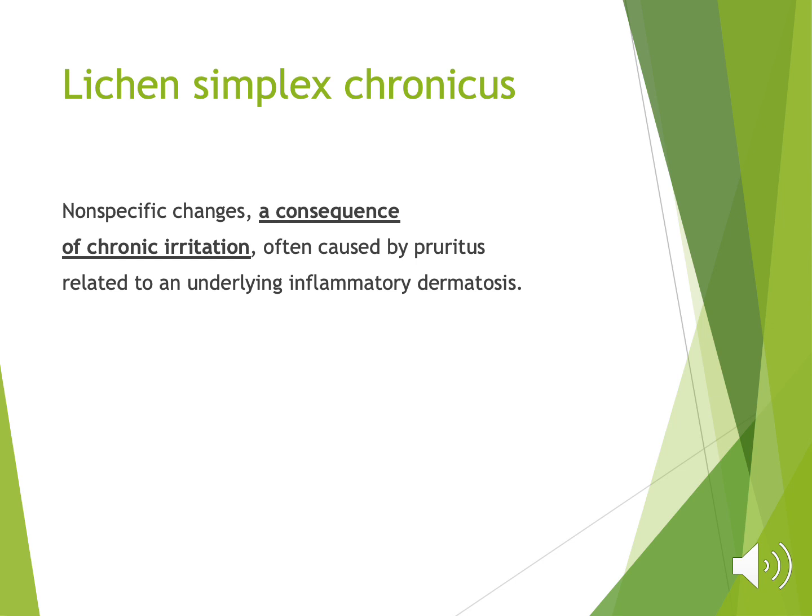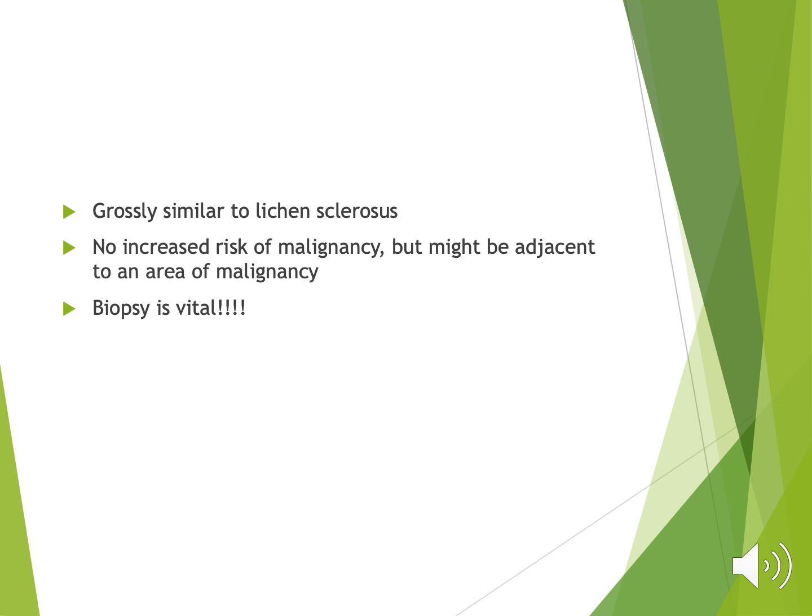Lichen simplex chronicus is a nonspecific change seen as a consequence of chronic irritation, specifically itching due to whatever cause: infection, lichen sclerosus, etc., or other forms of general skin dermatosis such as eczema, which affects skin in other regions, but it can also involve the vulva. Grossly, it is similar to lichen sclerosus, with whitish, pale lesions of the vulva.